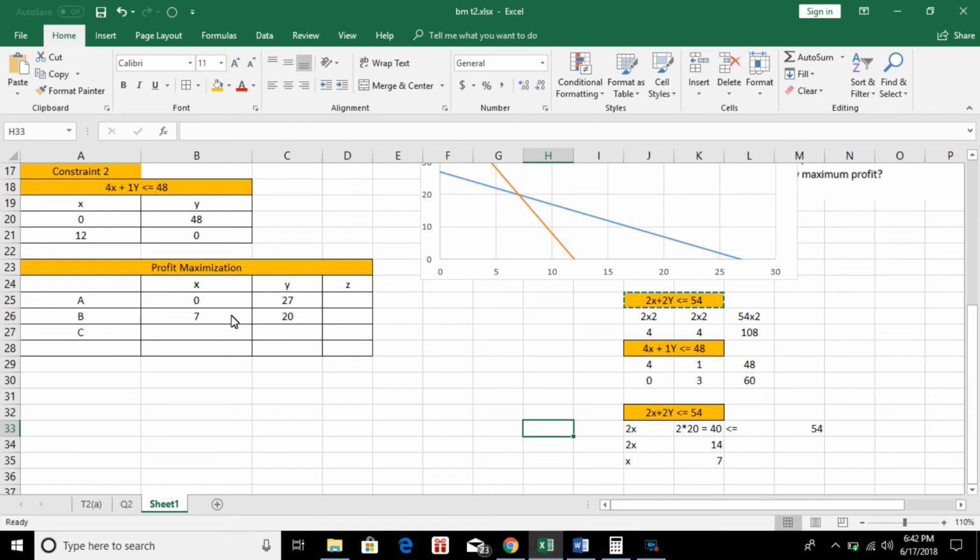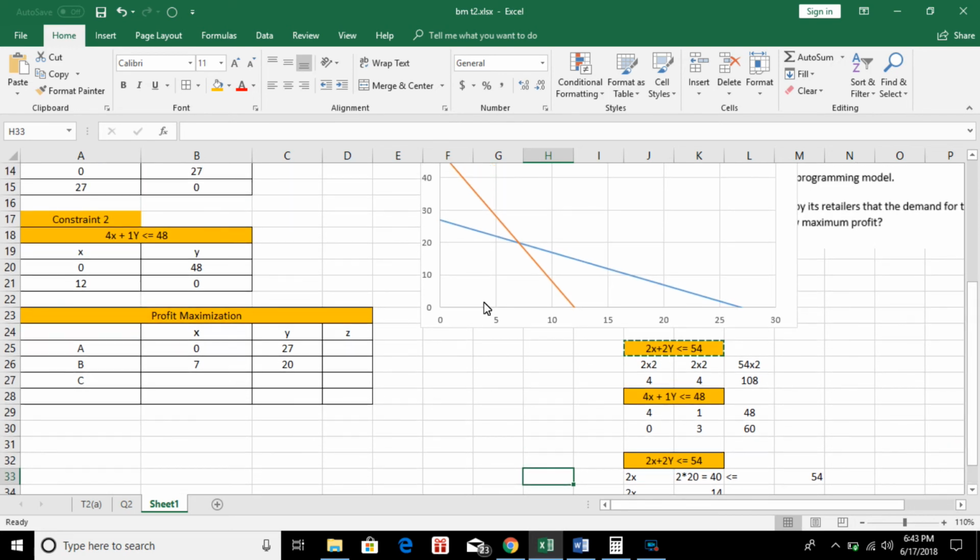I put 20 here, and for x, I have to put this 20 inside the equation. 2y, the value of y is 20. 2 times 20 is 40, so 2x plus 40, and then we take it to the other side of the equal sign and subtract from 54. So 2x is equal to 14. When we subtract, 54 minus 40, it will be 14. 14 divided by 2 will be 7. So we get the value for point B.